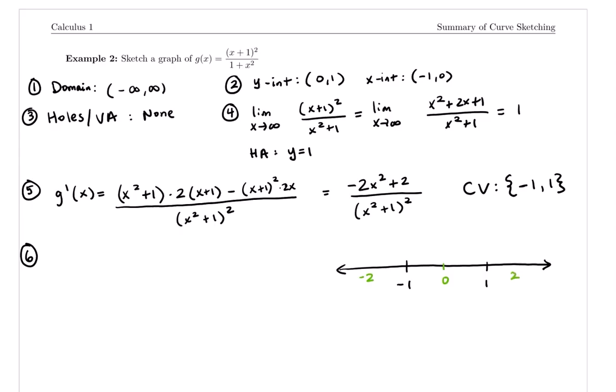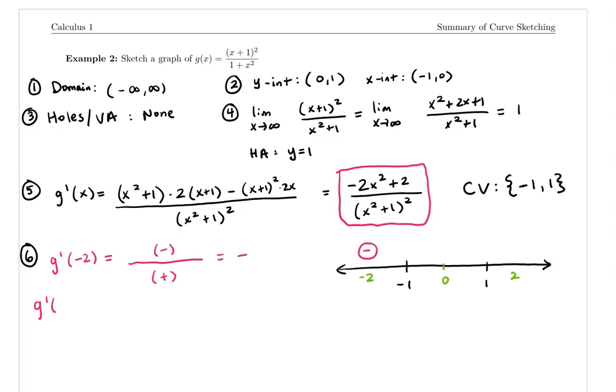And here is our first derivative. So if I were to plug in g prime of -2, notice that the denominator is always going to be positive since we're squaring it. So I'm just going to put positive down here. And then -2 squared is 4, -2 times 4 is -8, plus 2, that's going to be negative. So our overall answer is going to be negative here.